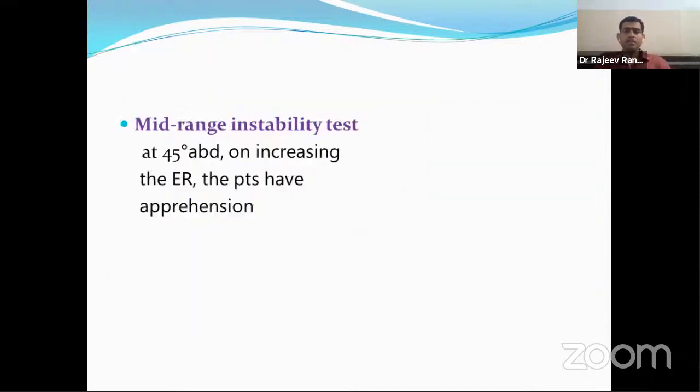Another test is the mid-range instability test. It's performed like the apprehension test, but only at 45-degree abduction instead of 90-degree. And on increasing external rotation, even at this abduction, the patient will have apprehension. This test indicates the presence of some bony lesions in that patient.